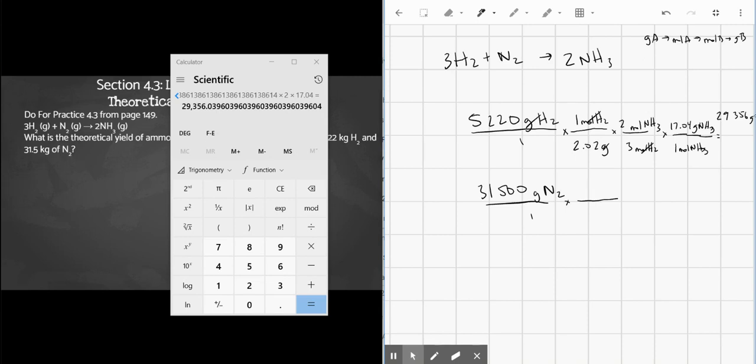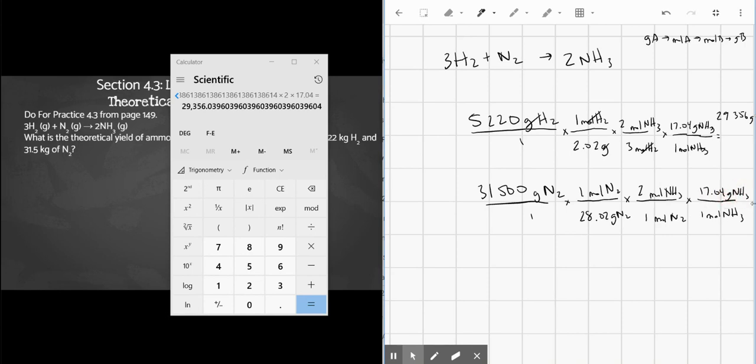Okay, so first we're going to divide by the molar mass of N2. That's 14.01 times 2, 28.02 grams of nitrogen in 1 mole. And then I have, make sure you put your formula there. Moles of N2 need to go on the bottom, and moles of ammonia go on top. Okay, and the ratio here is 1 nitrogen makes 2 ammonias, so 1 to 2. And last but not least, we have to take our 1 mole of NH3 and multiply it by the molar mass, which is still 17.04 grams.